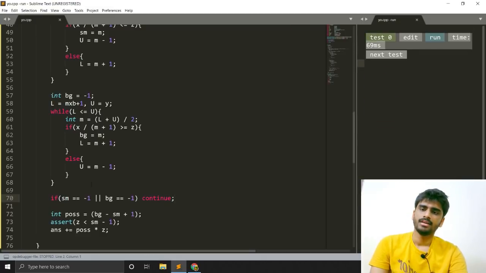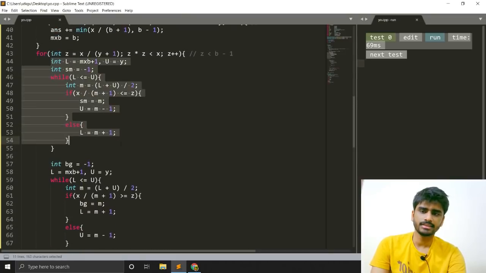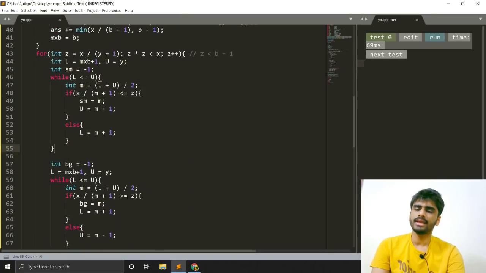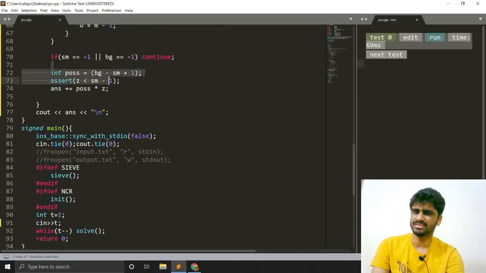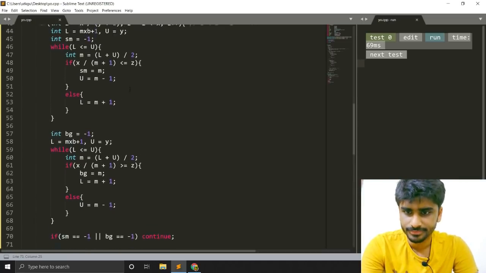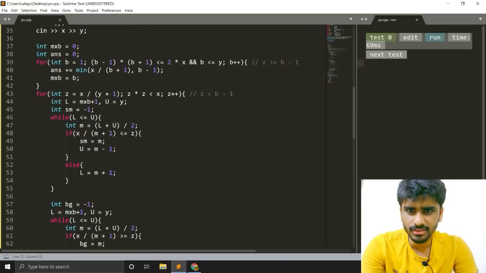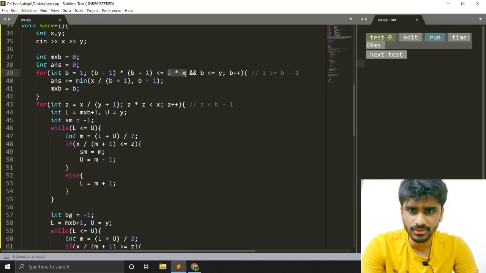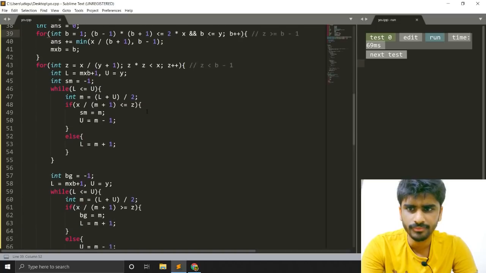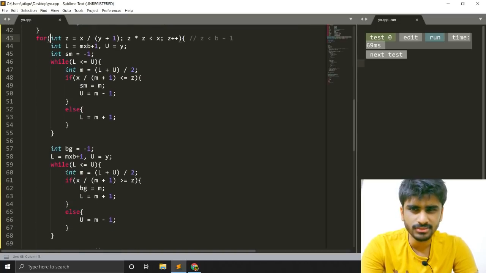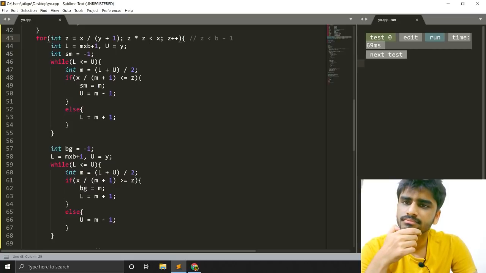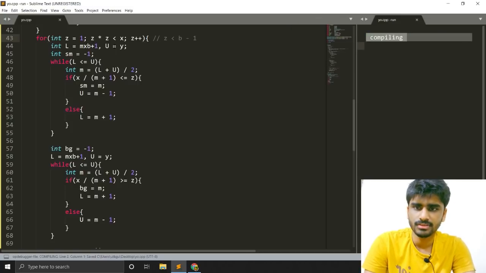Okay, right, so maybe when it never found an answer, it was still trying to do something with this. So yeah, that's why the assertion was failing. Maybe it's correct now. I think this loop is going around till square root of x, and this one is also going till square root of x. We could have started it from 1 only because this is limited.